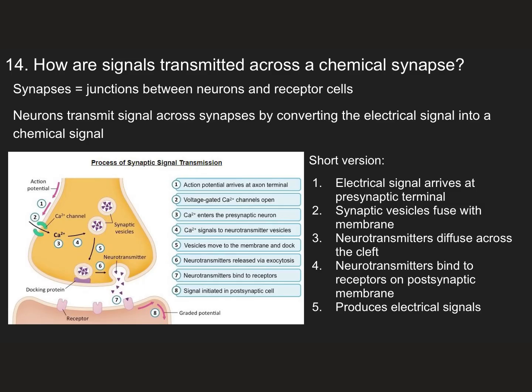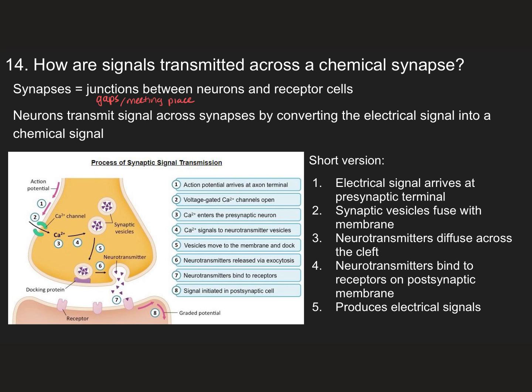All right, number 14, how are signals transmitted across a chemical synapse? Just so you remember, synapses are junctions, and junctions means gaps or meeting places, kind of like spaghetti junction where things meet. They're junctions between neurons and receptor cells. Neurons transmit signals across synapses by converting the electrical signal into a chemical signal.